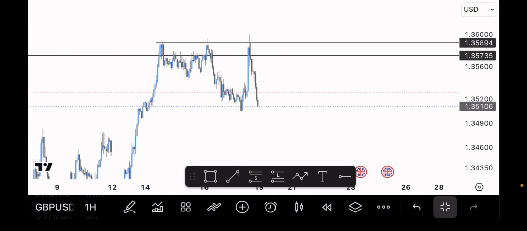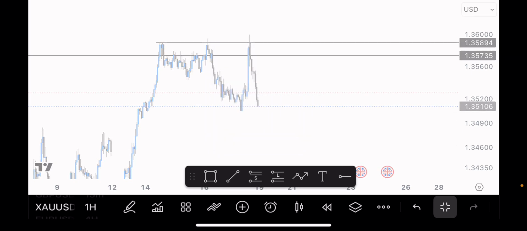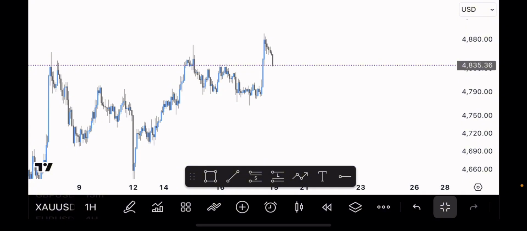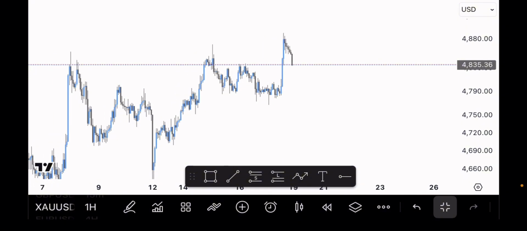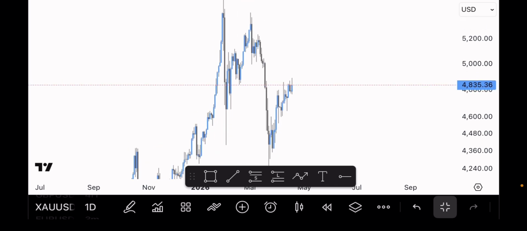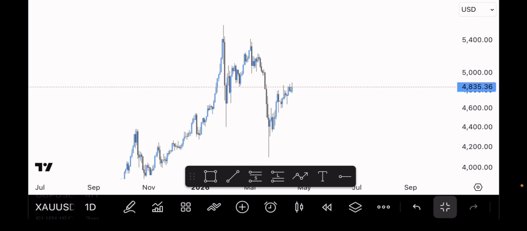XAUUSD, which is popularly known as gold. So everyone is trading gold for now because it's moving faster in structure. So we are going to start the analysis on the daily time frame.